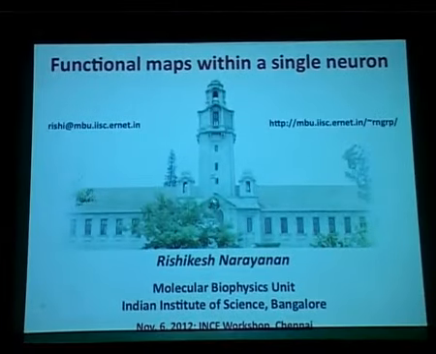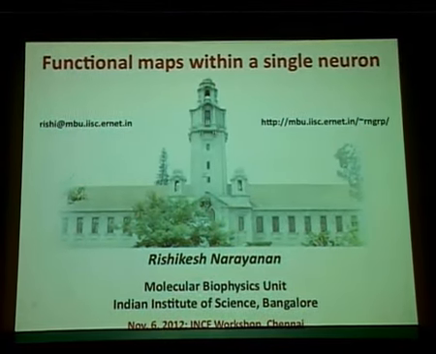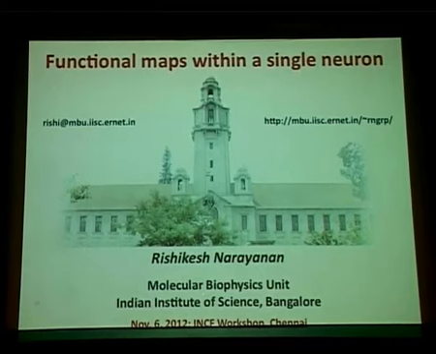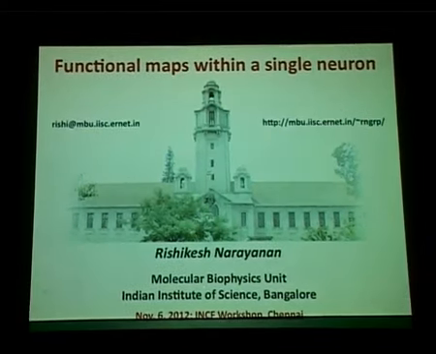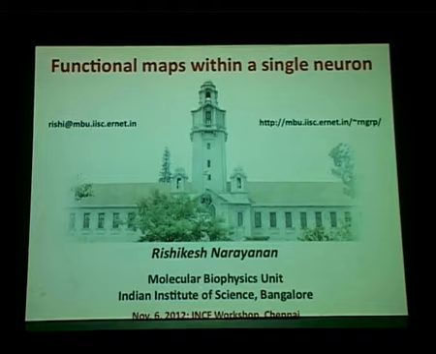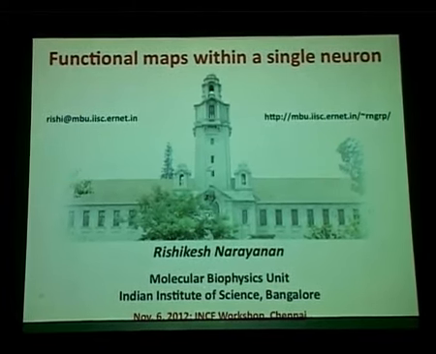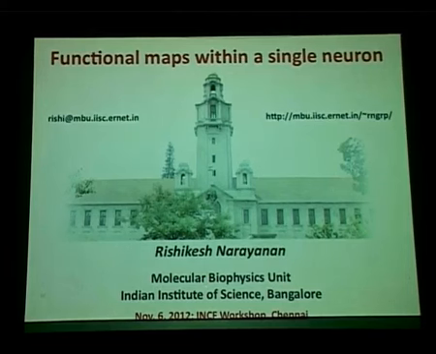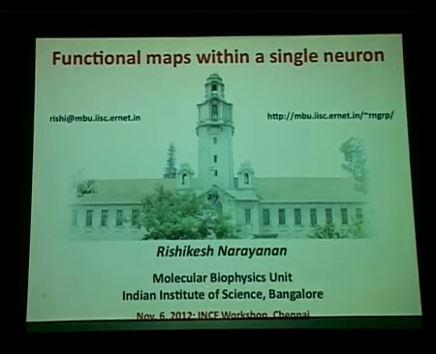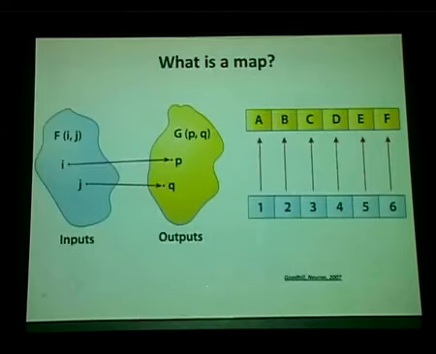That's the main tower building of our institute. Right. So let's start there, and I think the topic has nothing to do with either the sensory side of it or the motor side of it. So that's the good thing to start with, as it were. Right. So we'll start with it. I say functional maps within a single neuron. So it is imperative that I define what a map is.